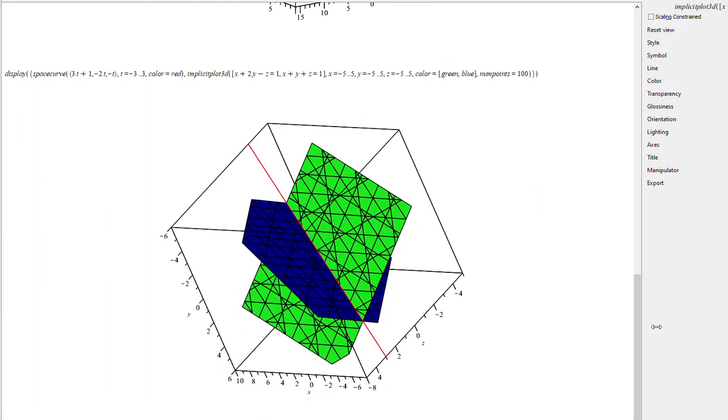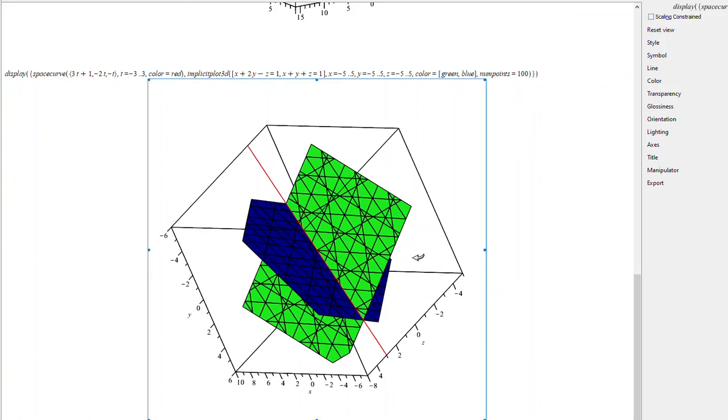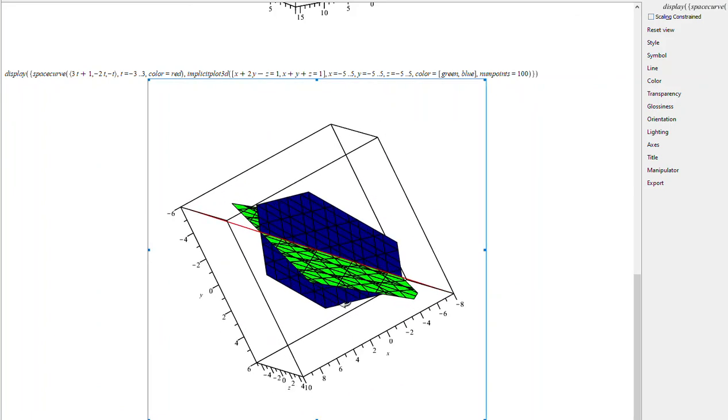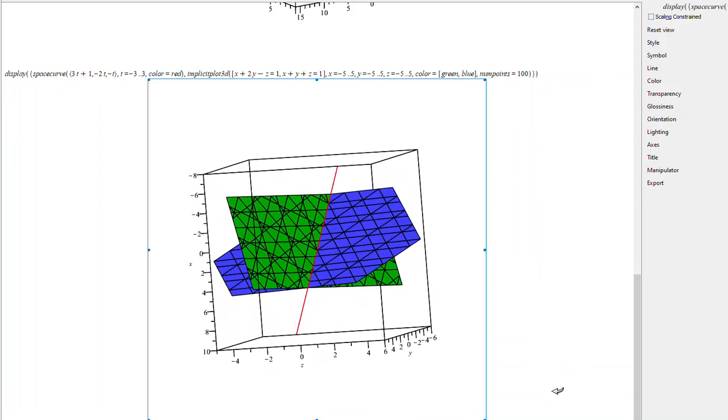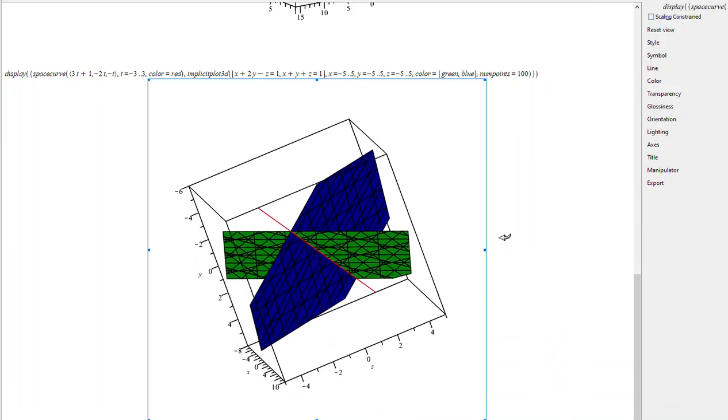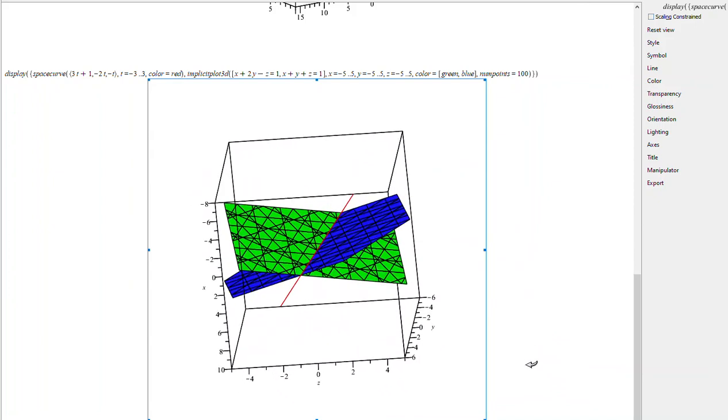So down here, I have a display command. My space curve here is first. My implicit plot is second. And those are, notice, in curly braces inside my display command. I've done the num points thing here. We could change it to style if we wanted to. But you see these two planes, and now you can see that red line of intersection going right through that intersection of the two planes.